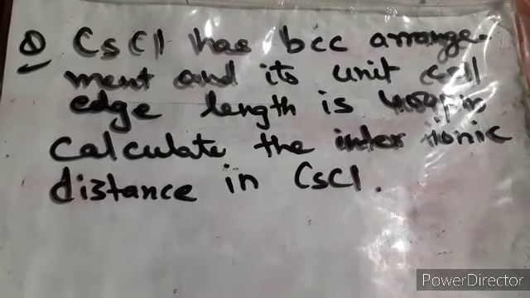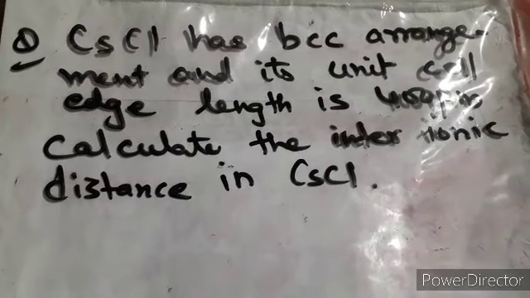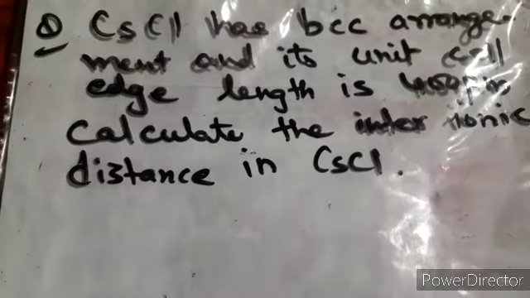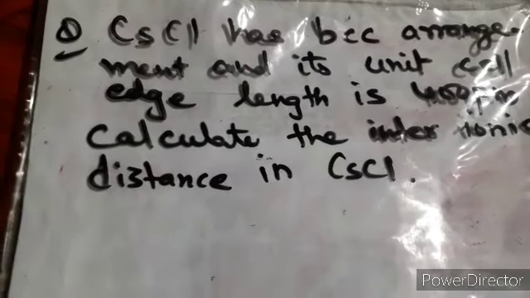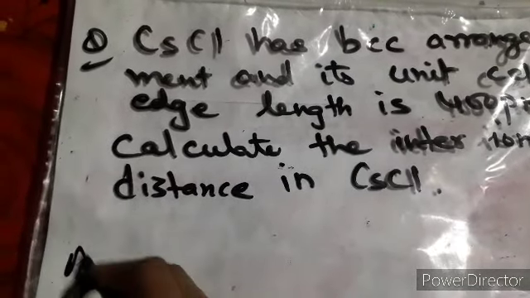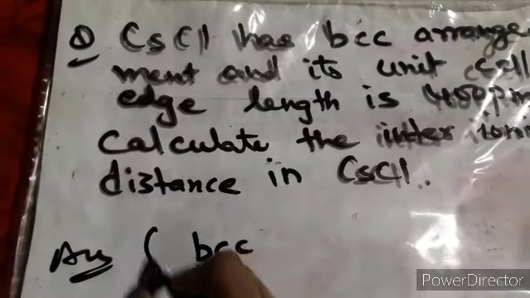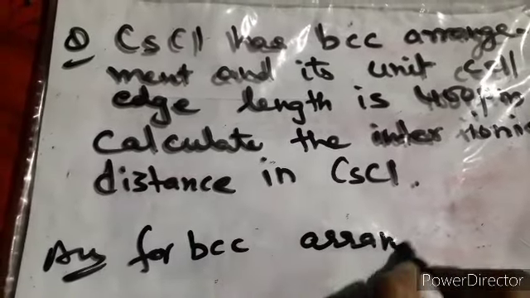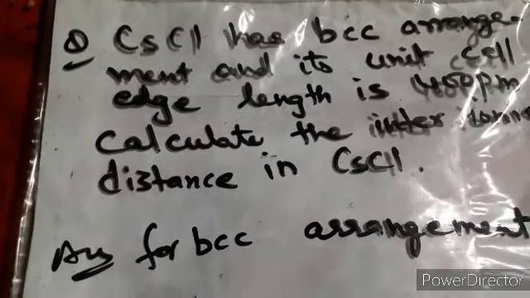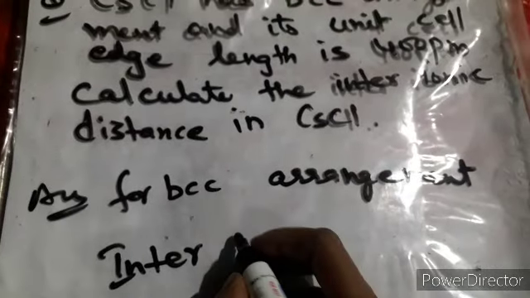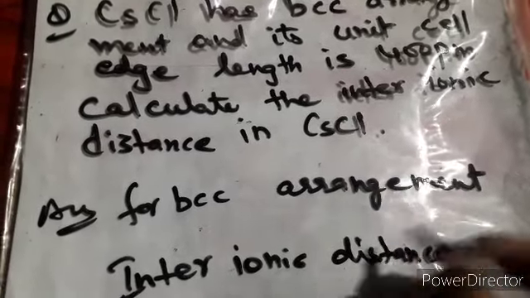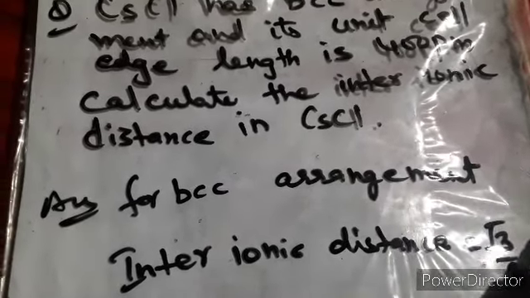You know the ions are there, and these ions have a distance between them, so that distance you have to calculate. Once again, this is a BCC arrangement, that is our clue. They are asking you about the distance only, but the language they have given is interionic distance, so write down the same language. We will write D is equal to, and since it's a BCC part, the formula is root 3 upon 2 a.